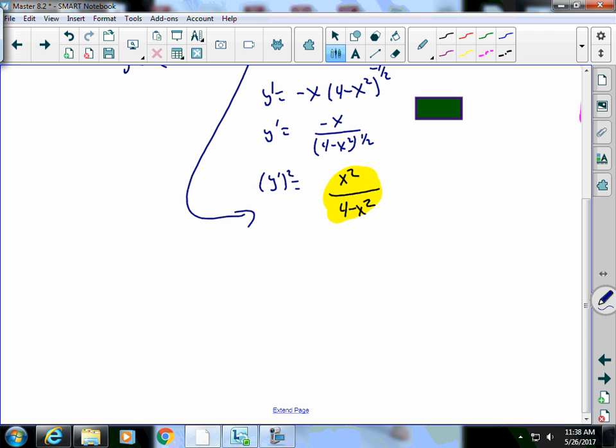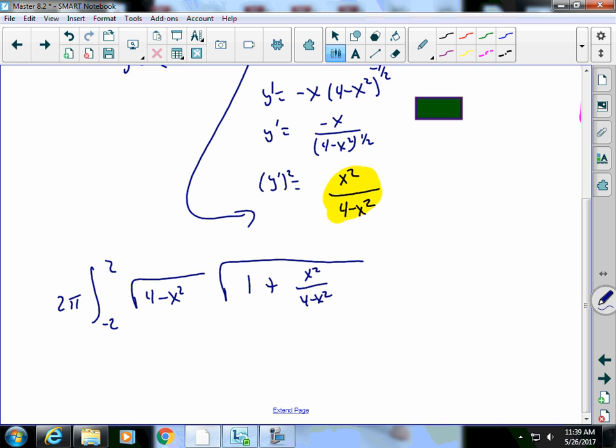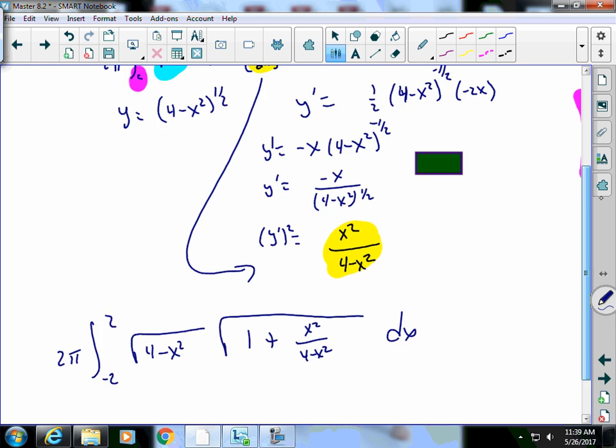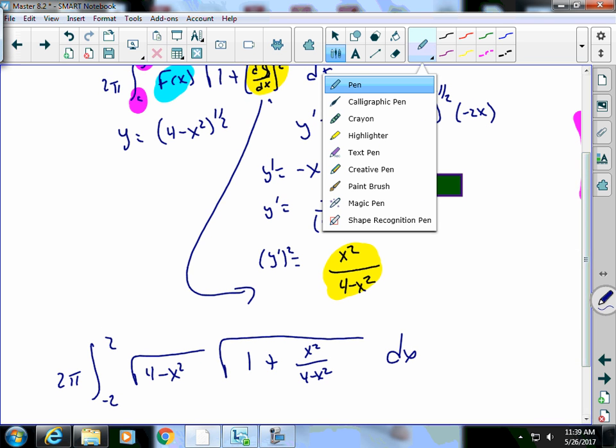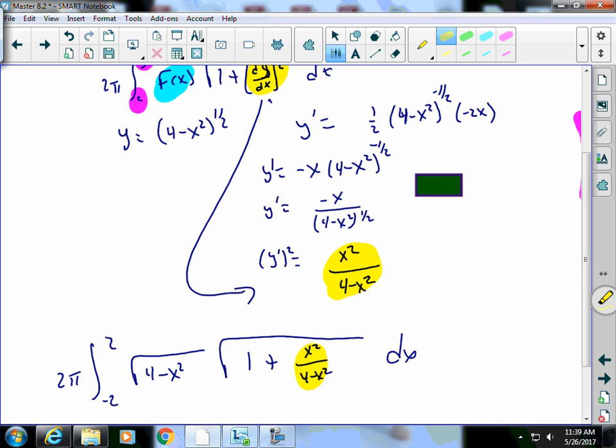So I'm going from negative 2 to 2. Negative 2 to 2. I get 2 pi on the outside. My function, and our function is just this, 4 minus x squared times 1 plus dy dx squared. So again, we're just replacing dy dx squared right here in yellow. So let's do the same colors. So here's my yellow, there's the purple, and there's the blue. So that's all my substitutions.